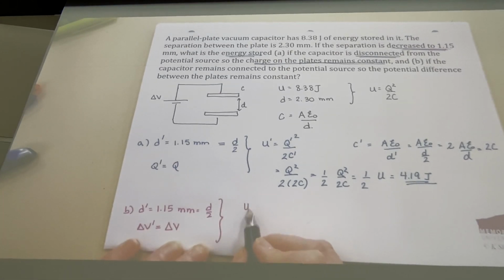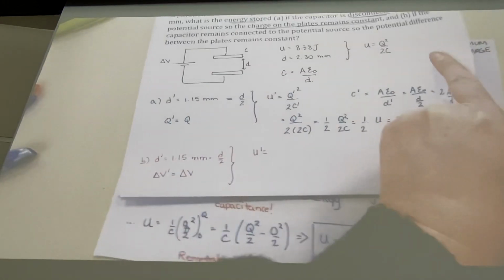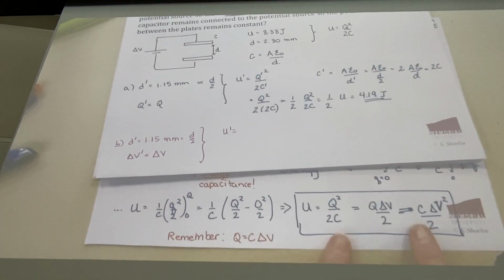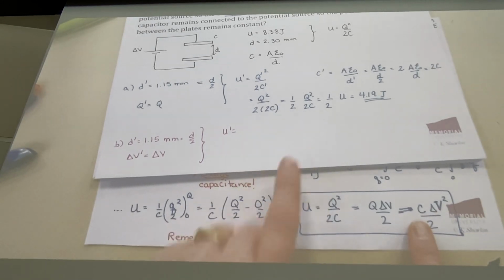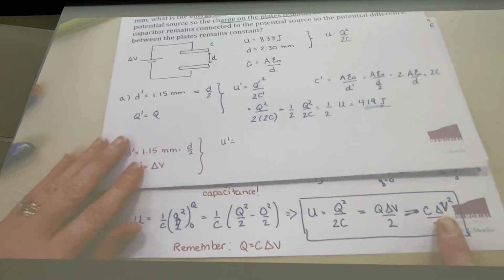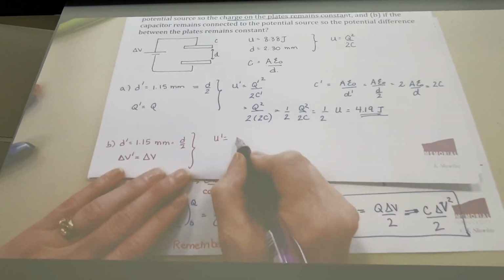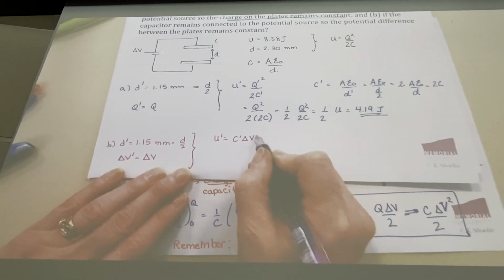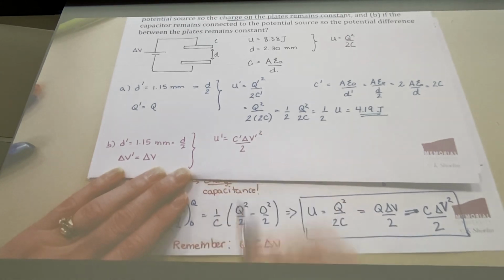U primed, we'll use one of our previous equations for the potential difference. This time I'm going to go C delta V squared over 2. I'll use this one because I know about my capacitance and I know about my potential. So I've got C primed times delta V primed squared divided by 2.